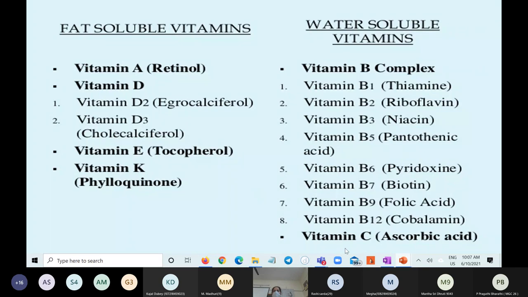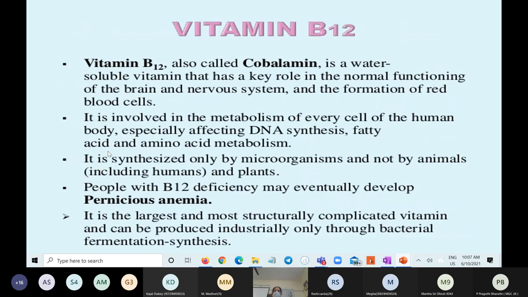These other vitamins are fat soluble. They will stay in the body for some more time in comparison. So these are the water soluble and these are fat soluble vitamins. Now we come to vitamin B12, that is called cyanocobalamin.